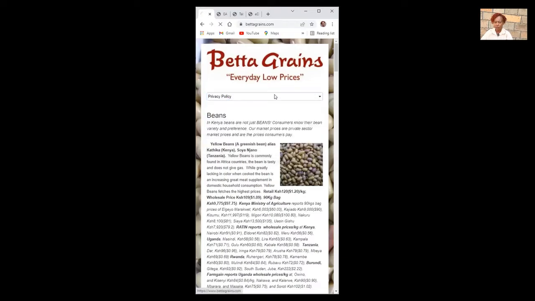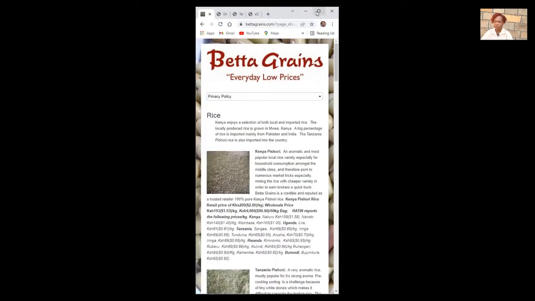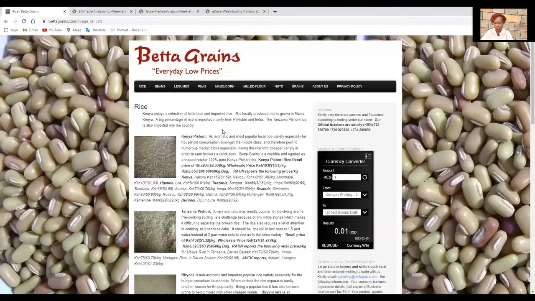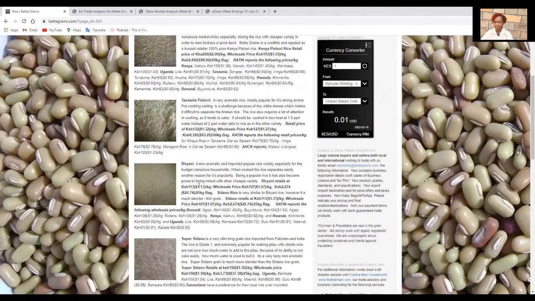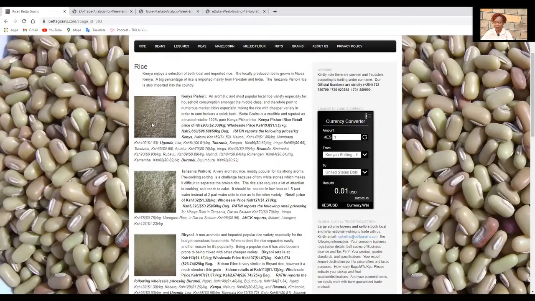So this is what it would look like on the mobile phone. You come to this down arrow and you would pick rice and then the various commodities. That's how you navigate. So on this particular one, I've navigated to rice. Again, we have the different types of rice that we have. They're all listed here. And you can see we have quite a number of rice products.